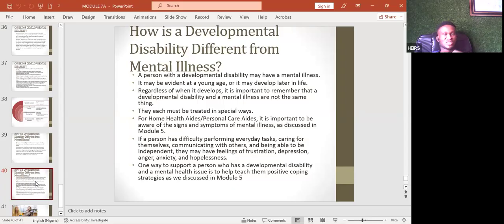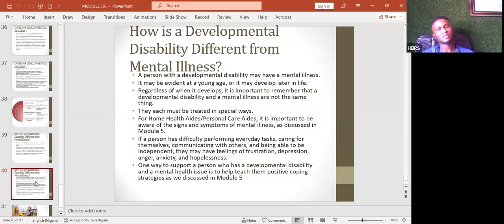So they must be treated in what? In special ways. So for home health aides or personal care aides, it is important to be aware of the signs and symptoms of mental illness, as we have discussed in the previous module, module 5. If a person has difficulty performing everyday tasks, caring for themselves, communicating with others, and being independent, they may have feelings of frustration, depression, anger, anxiety, and hopelessness.